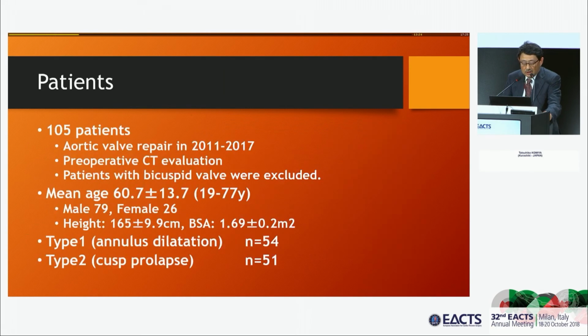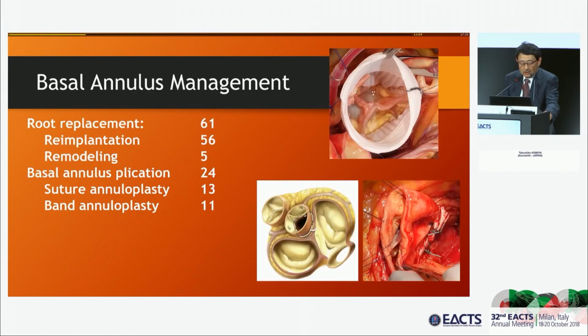Study cohort consisted of 105 patients. Mean age was 16.7 years old. Type 2 cusp prolapse existed in 51 patients. Our basal annulus management was of 2 ways. One, root replacement. We preferentially use implantation technique, and the other is basal annulus plication with suture annuloplasty or band annuloplasty.